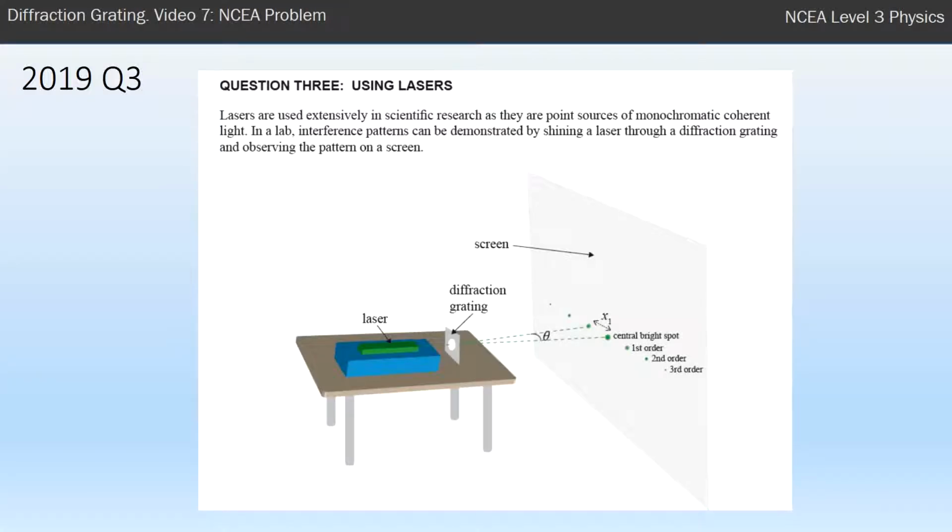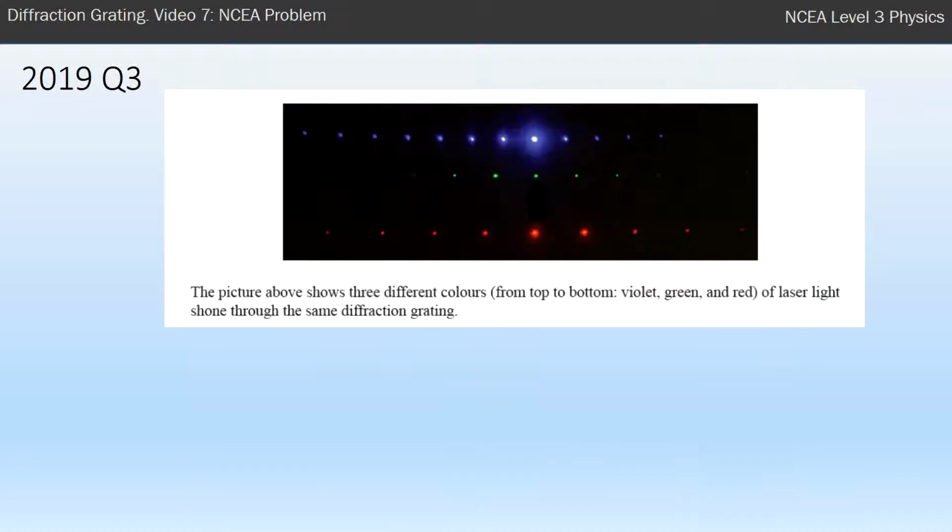This is the 7th and last video in the series on diffraction gratings and interference patterns, where we're looking at an NCEA problem. The problem I'm looking at is 2019 question 3 from the Waves paper. So we have a laser sitting on a table, the beam goes through a diffraction grating, it spreads out, and you have this interference pattern of bright spots.